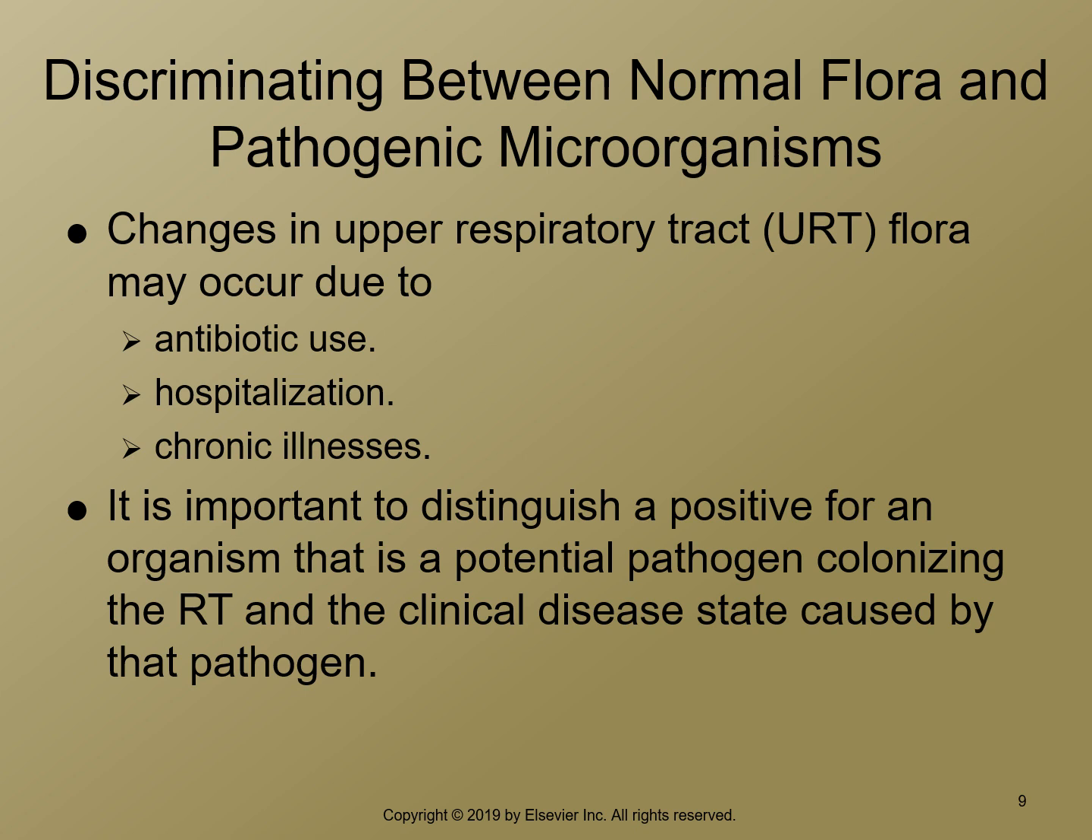As mentioned previously, changes in upper respiratory tract normal flora can occur as a result of broad-spectrum antibiotic use, prolonged hospitalization, and chronic illnesses. Organisms that can commonly be isolated from these types of patients include gram-negative rods, and this may be in the absence of clinical signs of infection. So it's important to distinguish between a positive culture for a potential pathogen that's colonizing the respiratory tract and the clinical disease state caused by the organism.